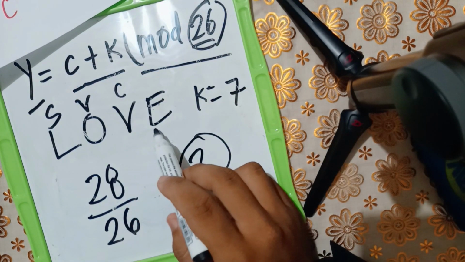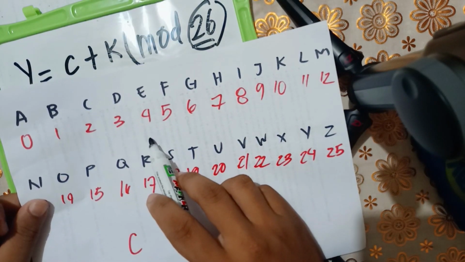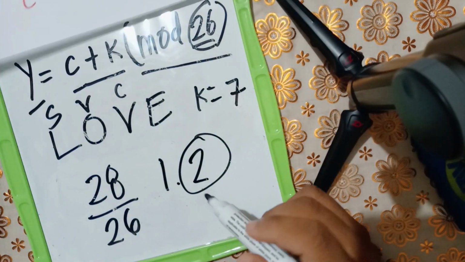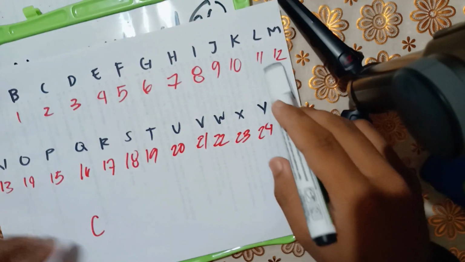So E, I forgot. So our E is 4. 4 plus 7 is 11. So let's erase this 11. So 11, here is L.